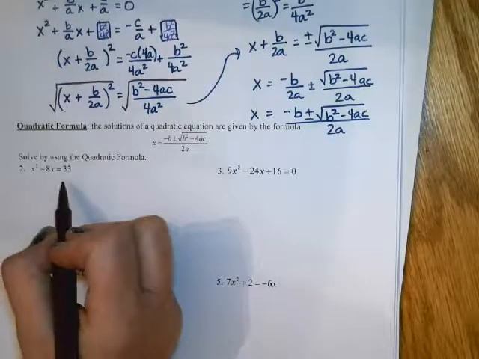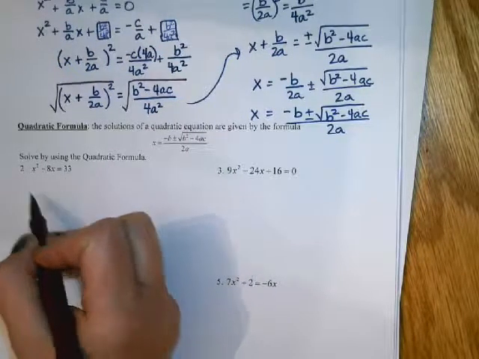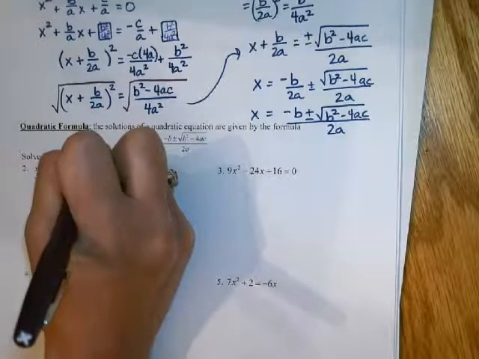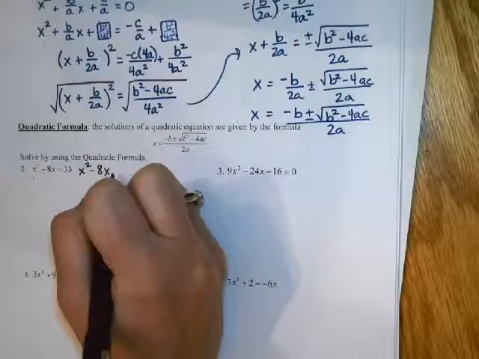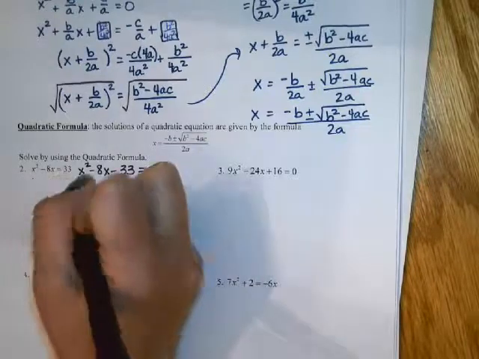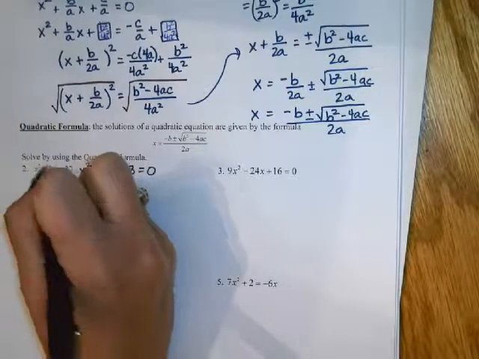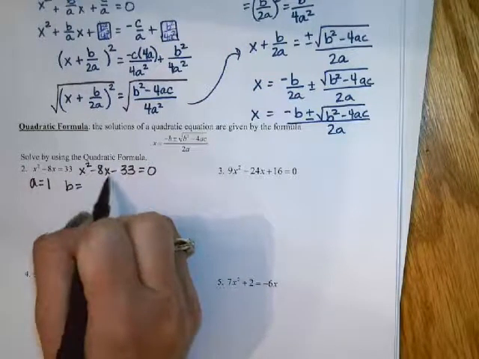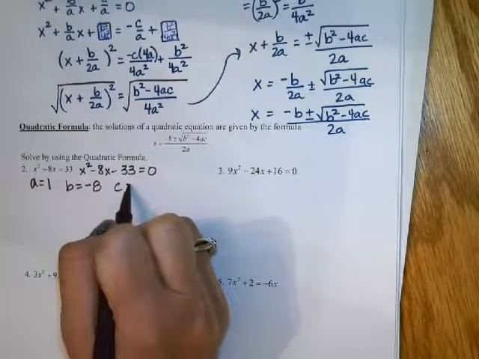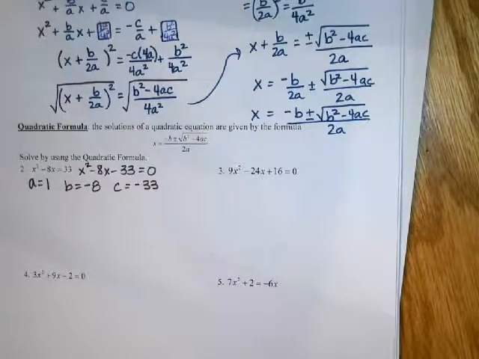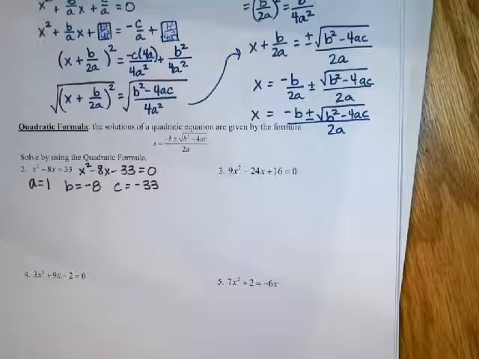So like in number 2 here, this guy's equal to 33. Before you figure out what c is, set him equal to 0. So this guy is x squared minus 8x minus 33 equals 0. So a is the coefficient of the x squared, so that guy's 1. B is the coefficient of x, so that's negative 8. And c is negative 33. Okay, so let's plug it in.